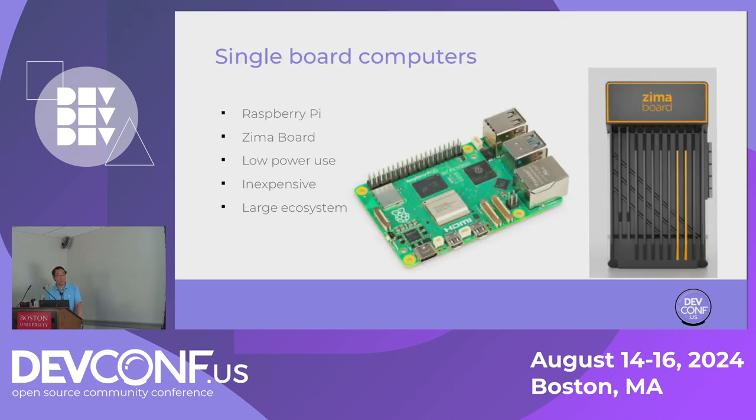So another option is a single board computer. So here you see a Raspberry Pi. This is the 5. At the time I was looking at Raspberry Pis, they were constantly in and out of stock. I think now you can probably pick one up from a local store or online.